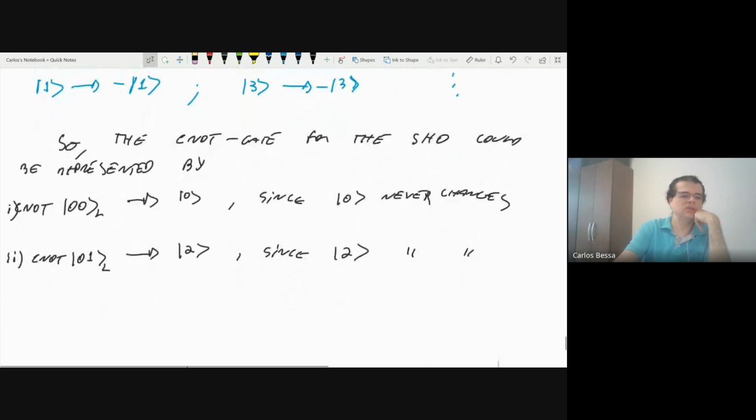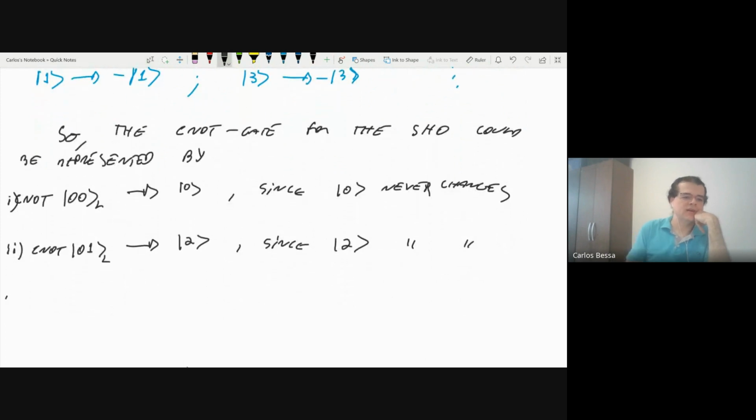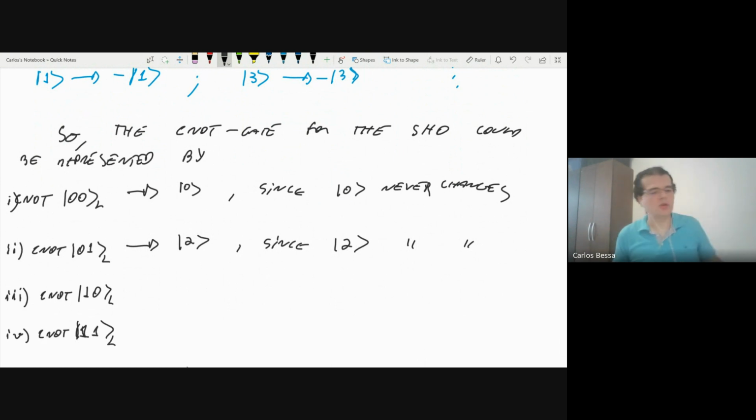Okay, but I need something that gives C0 applied to 1, 0 and C0 applied to 1, 1 in the logic computational basis. The thing that this guy here will become like this, right? And this will become this when you apply the C0.